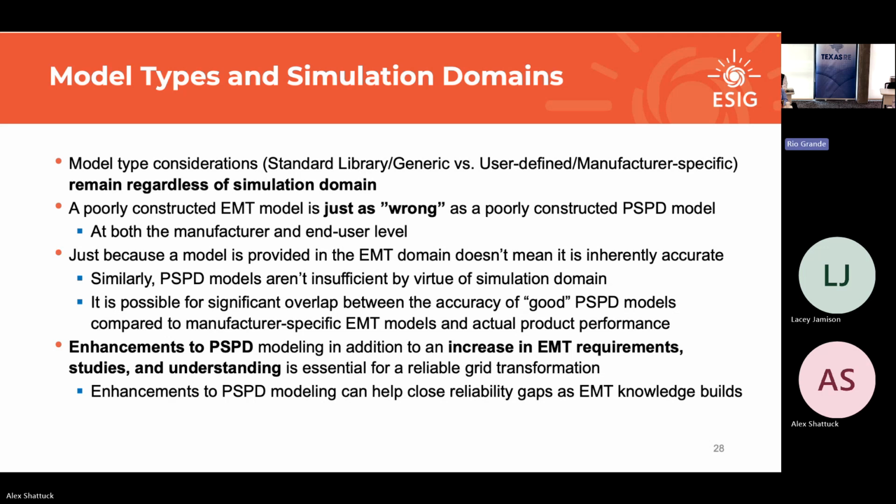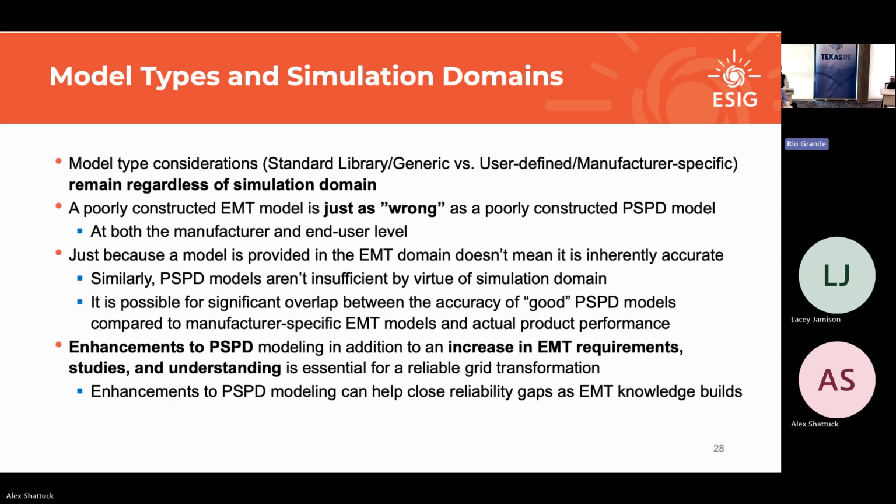There's a significant overlap between what you can do in the best phasor domain model and what can be done in a not so great EMT model. So there's a big gap.